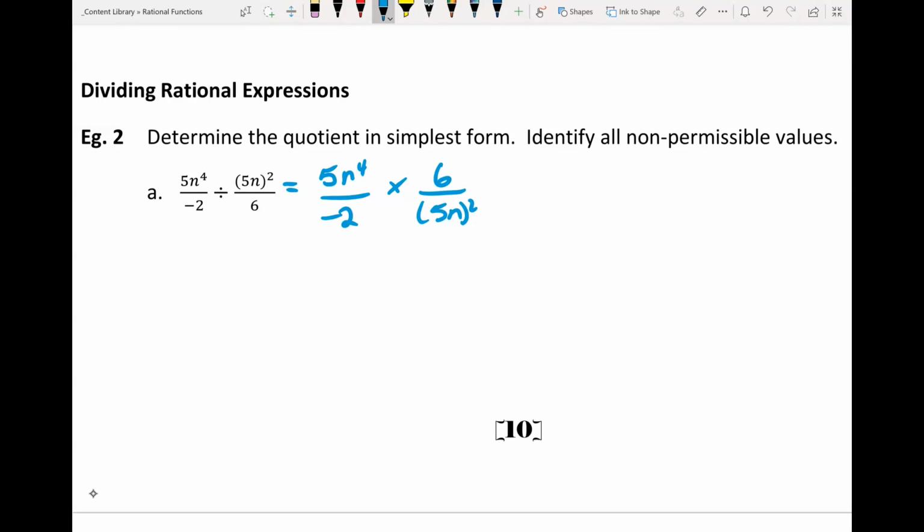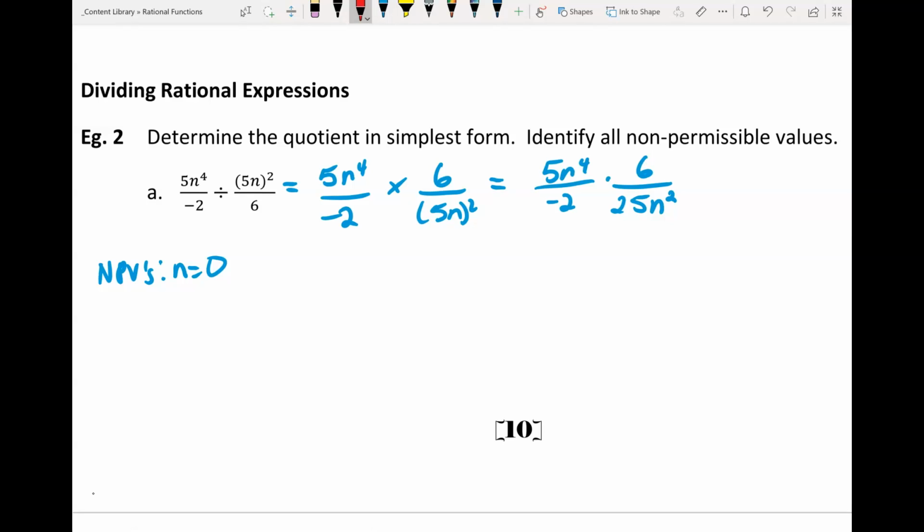Okay, now I'm going to state my NPVs. And it looks like we only have one, and that is when n is equal to 0. Now this question is exactly like our multiplying rationals question. So I'm just going to simplify our second rational in the denominator, because this squared is going to affect the 5 and the n. So 5 squared is 25, and n squared is what we have left over.